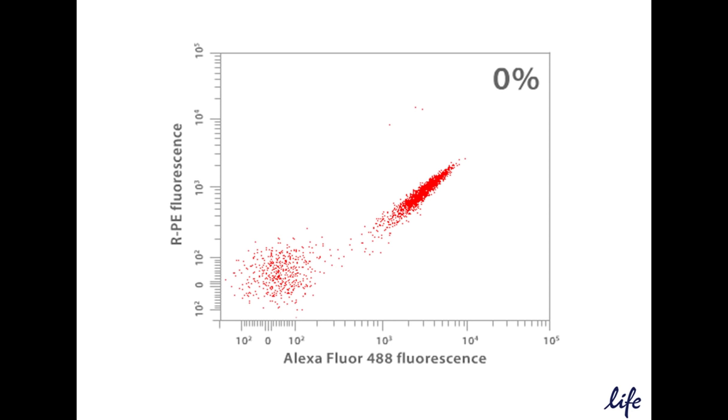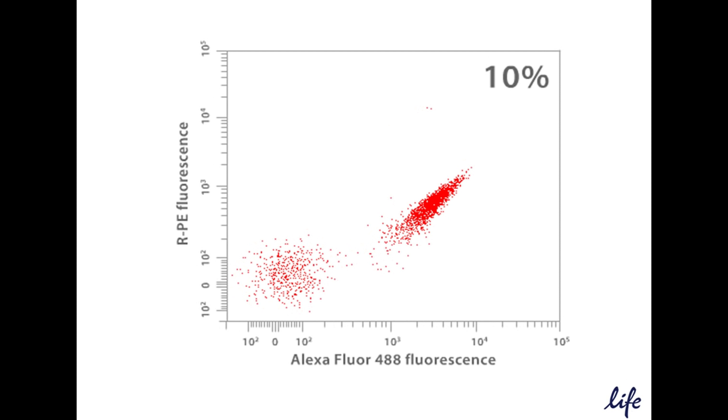This is what a single stained sample looks like that does not have compensation, or it has 0% compensation. As we begin to apply increasing amounts of compensation, we will see the positive population move until the means of the positive and negative population in the PE channel are equal. We are approaching this by applying 10% compensation, but that is not enough.